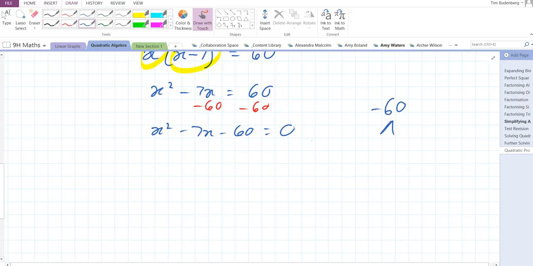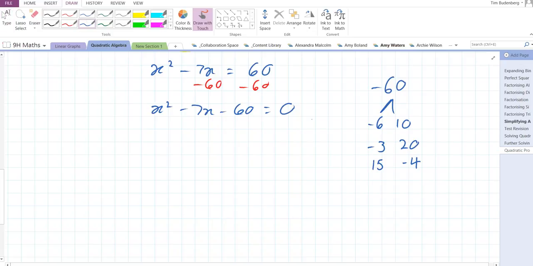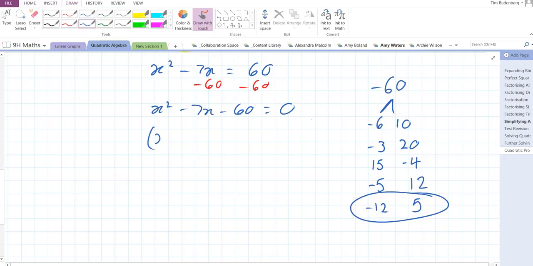We could do negative 6 and 10. We could do negative 3 and 20. We could do 15 and negative 4. We could do, let me think, 5 and 12. 5 and 12 may well work. Negative 5, positive 12, or negative 12, positive 5. That's our solution. Therefore, this factorizes to x take 12, x plus 5 equals 0.